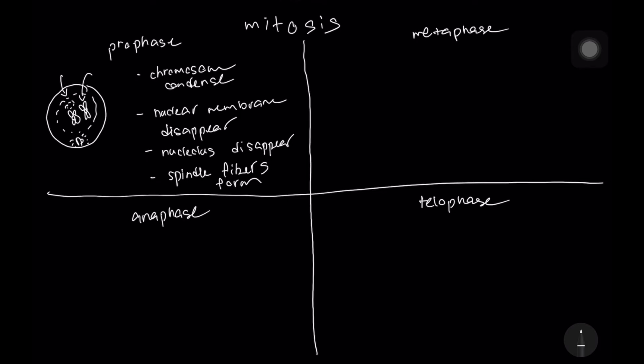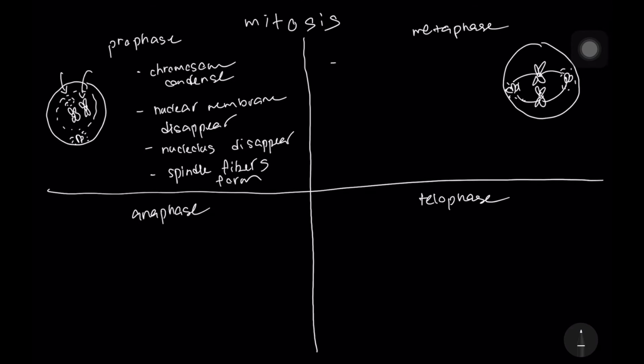And for the metaphase, I will draw it. As we can see, the chromosomes align at the metaphase plate, with the centrioles at the opposite sides. Here, the chromosomes are aligned at the metaphase plate.